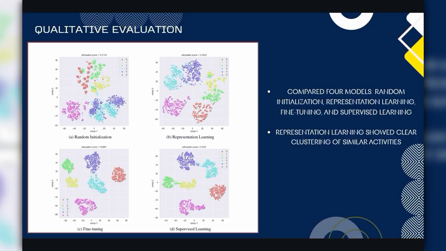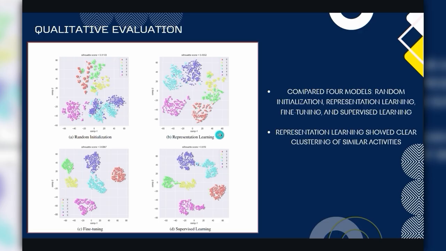To better understand their learned representations, they conducted a qualitative evaluation using t-SNE visualization. Here are some key observations. Their method clearly separates different classes in the learned representation space. It outperforms other representation learning approaches in terms of class separability. The separability improves significantly compared to the original data space.